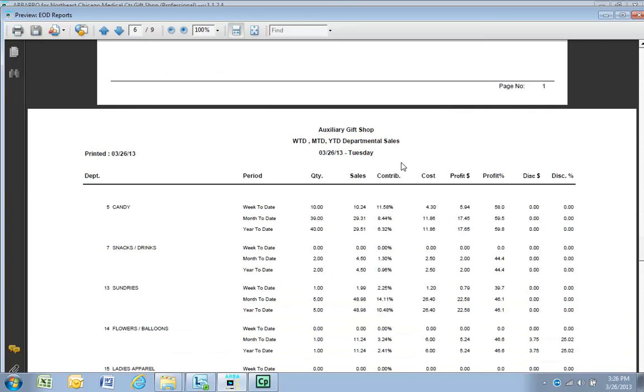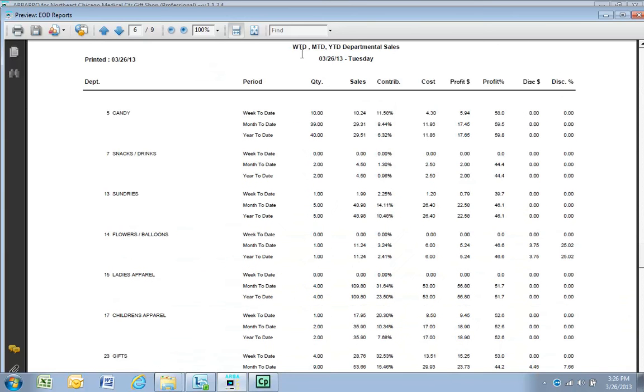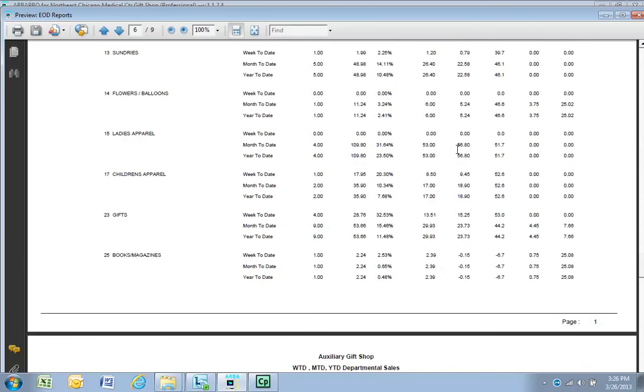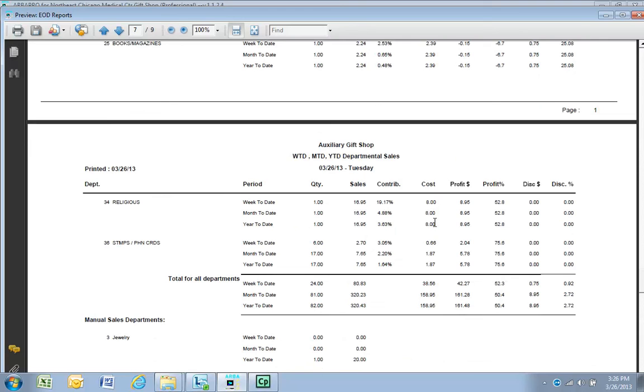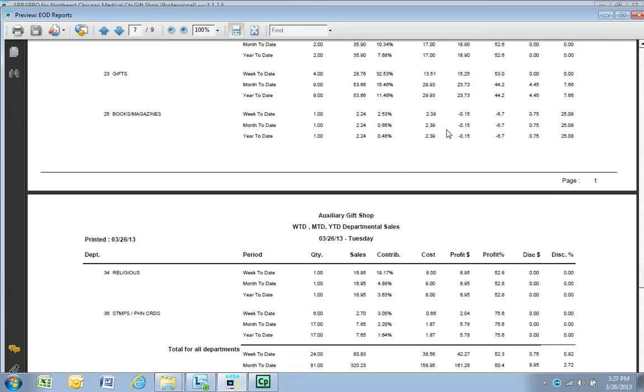The cumulative report: the daily total sales by department is rolled up into the week-to-date, month-to-date, year-to-date departmental sales report. This information accumulates the daily activities: candy for the week, candy for the month, candy for the year-to-date. And here again we're seeing what our gross profit dollars and gross profit percentages are, a good bit more depth than just looking at it for the day, with the ongoing activities being accumulated and then subtotaled.